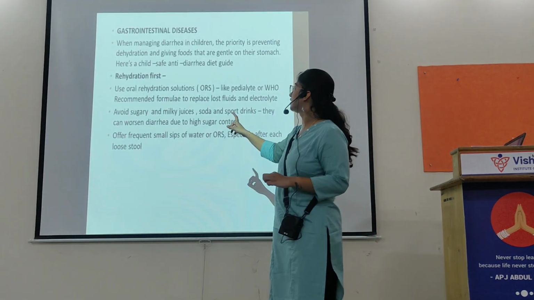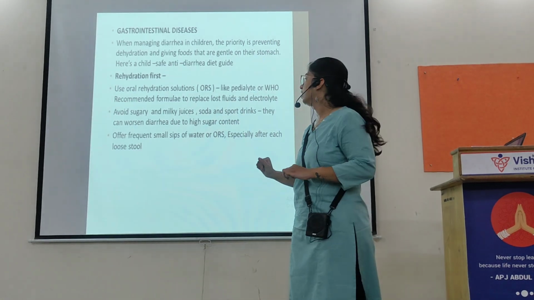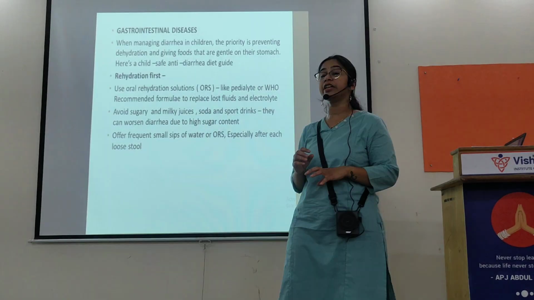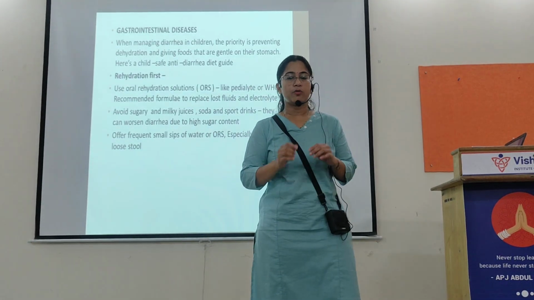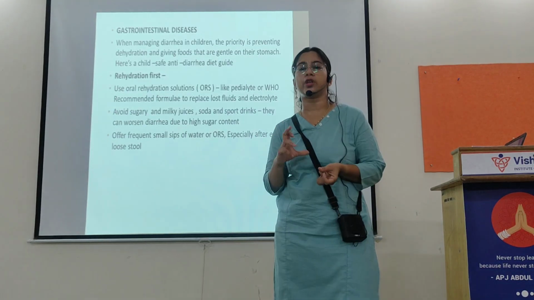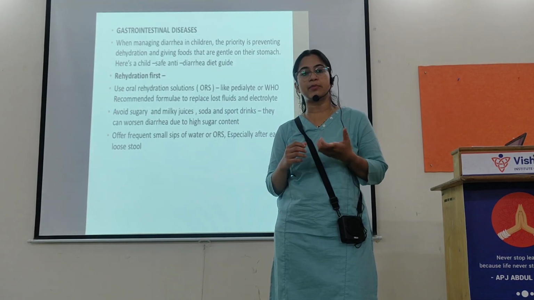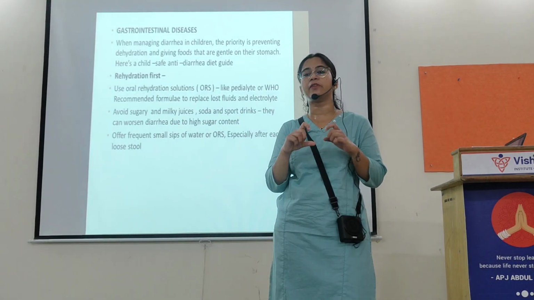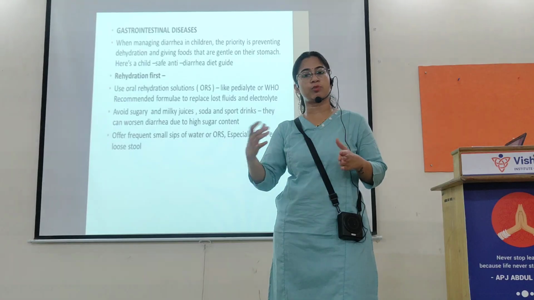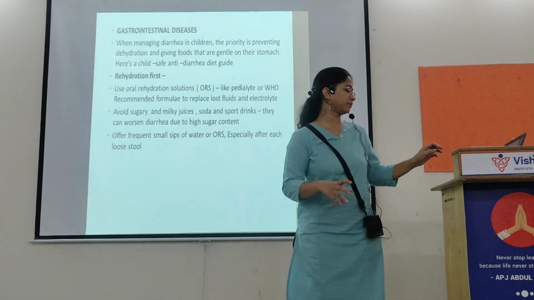So they can worsen the diarrhea due to the high sugar content. Then frequent small sips of water or ORS, especially after each loose stool, have to be given. What happens? The baby cannot drink one glass of water directly, so you have to give it sip by sip. The target should be 50 ml every time he is taking. So small quantities at small intervals must be preferred.